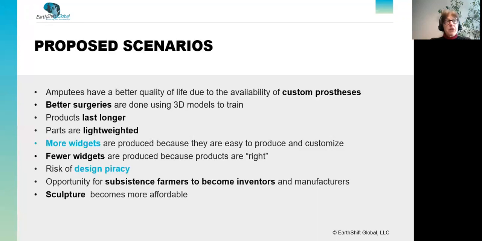Same thing with the better surgeries. Again, we're looking at human health. We looked at products lasting longer, products being lightweighted, these things that we just talked about. And we looked at those from an environmental perspective. We also looked at the potential that there would be more widgets produced. You know, people can now make all kinds of custom things. They can just go to the library and make something. They're going to make more of them.